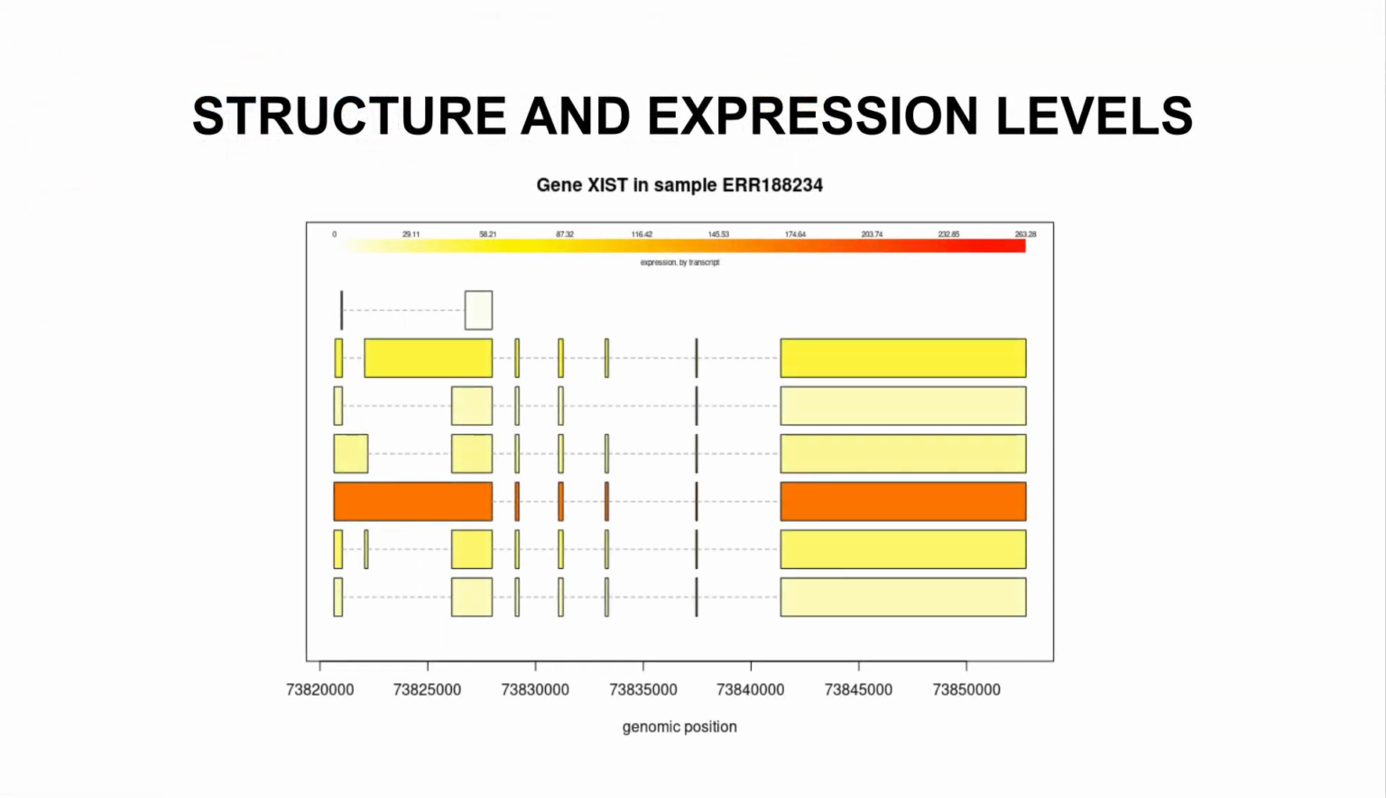So let's look at the first figure, which shows the structure and expression levels of isoforms for the gene SIST in sample ER188234. If you look at the figure here, there are 6 isoforms for the gene, and the expression levels for these isoforms are represented using a color scheme. The color scheme ranges from this side here to this side. It's yellow, by the way. The lighter side here indicates low expression, and the darker side here represents high expression. If you look at the 6 isoforms here, isoform number 4 is highly expressed compared to the others.